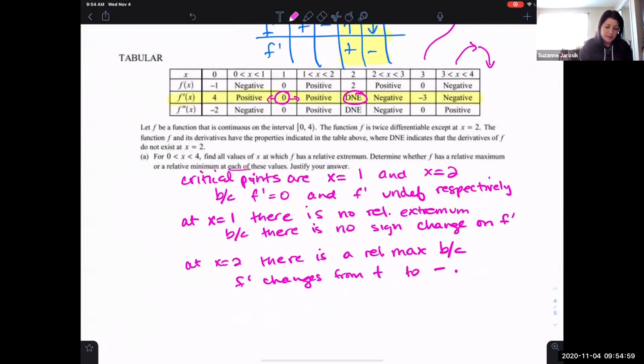So it says at each of these values, they wanted you to name them anywhere it was possible, and they wanted you to explain each one of them. Okay, critical points are x equals 1 and x equals 2 because f prime is equal to 0 and f prime is undefined, respectively. At x equals 1, there's no relative extreme because there is no sign change. And then at x equals 2, there is a relative max because f prime changes from positive to negative.